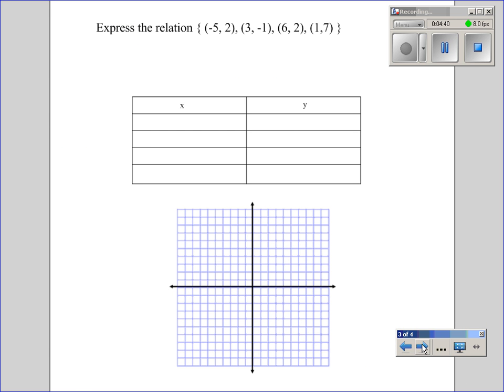Moving on to our next example, express the relation of those ordered pairs. Okay, once again, I want to get you in the habit of writing over x. X is the domain, or all the x's. Y is the range. Okay, now we just want to put in the right side domain and range.